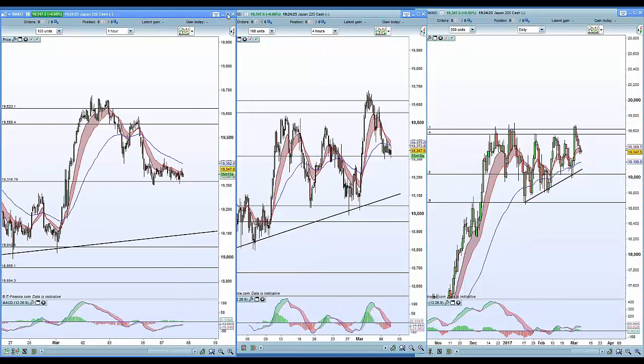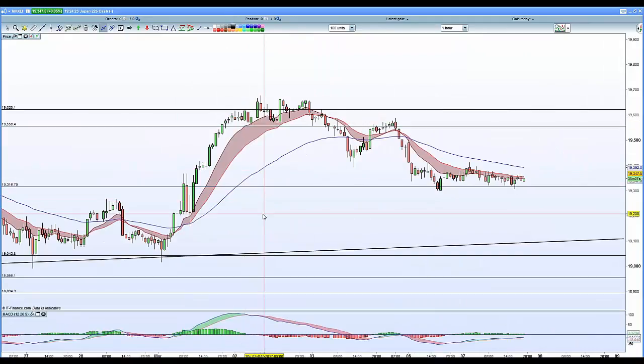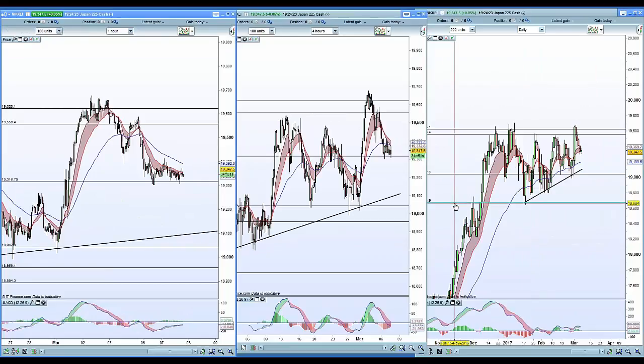If you look at the 1-hour chart, you can see that it's a bit more sideways here. So it depends on what you're trading. Just be a bit careful because we're in a bit of a no man's land. But 19.3 is the short-term support that you want to look out for.